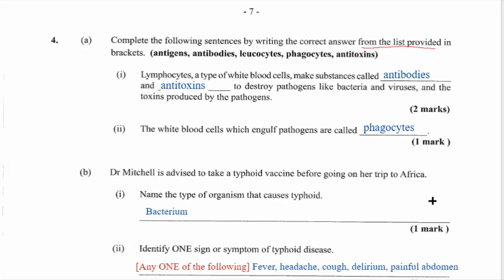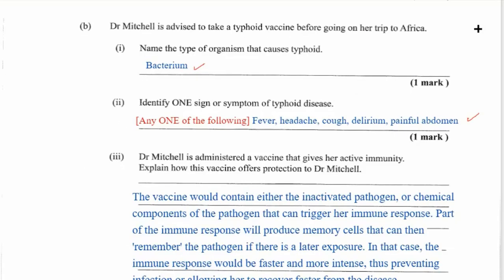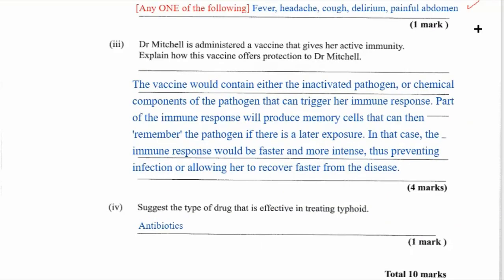So Dr. Mitchell is going to Africa and they advise her to get a vaccine before going on her trip. And the organism that causes typhoid is a bacterium. And you have to identify one sign or symptom. Any of these would work. Right, the vaccine gives her active immunity.